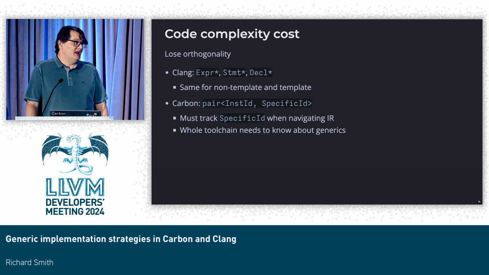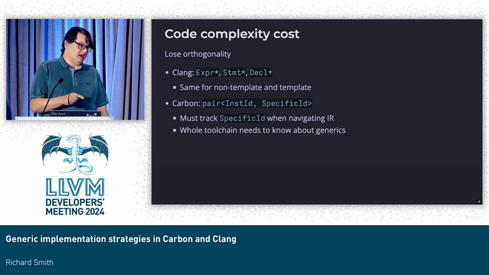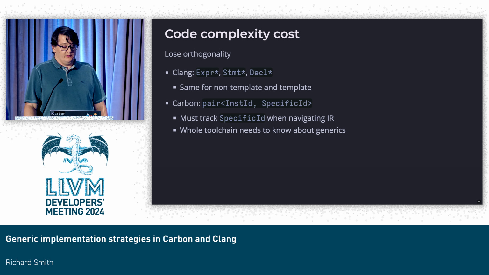Whereas in Carbon, anytime you want to navigate across the IR from, say, an instruction to its operands, from a declaration to its initializer, anytime you want to look at a lookup result, you also have to think about, well, which version of that thing am I talking about? Which specific am I within? Because the edge that you're following doesn't know that, and it can't know that. So there's extra cost there, and that's, I think, probably the biggest downside of this approach.